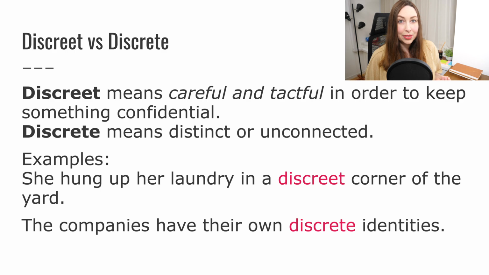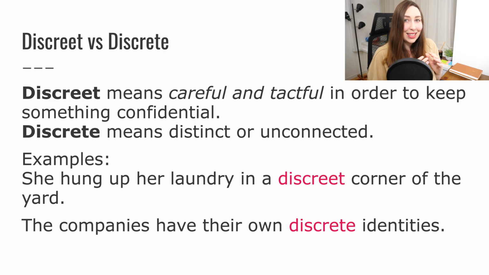These two words are easily confused. They are homophones. That means they have the same pronunciation. Discreet versus discrete. Oh my gosh, why does English do that, right? So the first one, discreet with two E's before the T, means careful and tactful in order to keep something confidential. We use this word a lot when we try to avoid embarrassment, when we try to keep something a little bit secret, not out in the open. We use the word discreet.